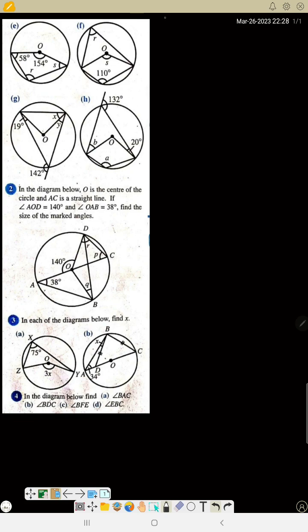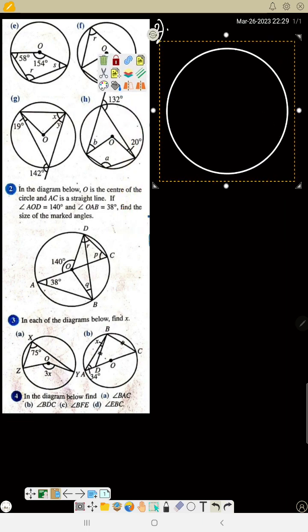So the next one, in the diagram below, O is the center of the circle and AC is a straight line, as in is describing this circle here for number 2. So if AOD is 140 and OAB is 38, everything is reflecting in the diagram, find the size of the marked angle.